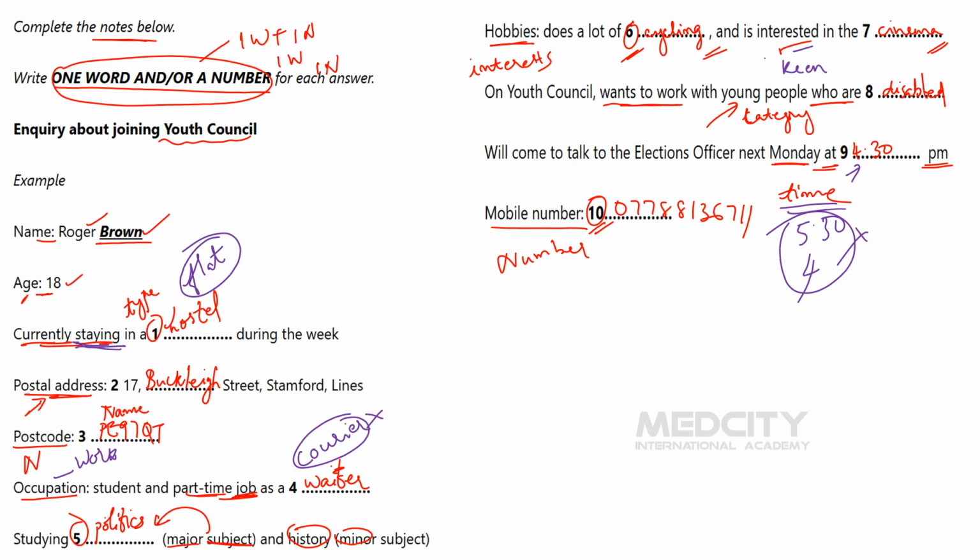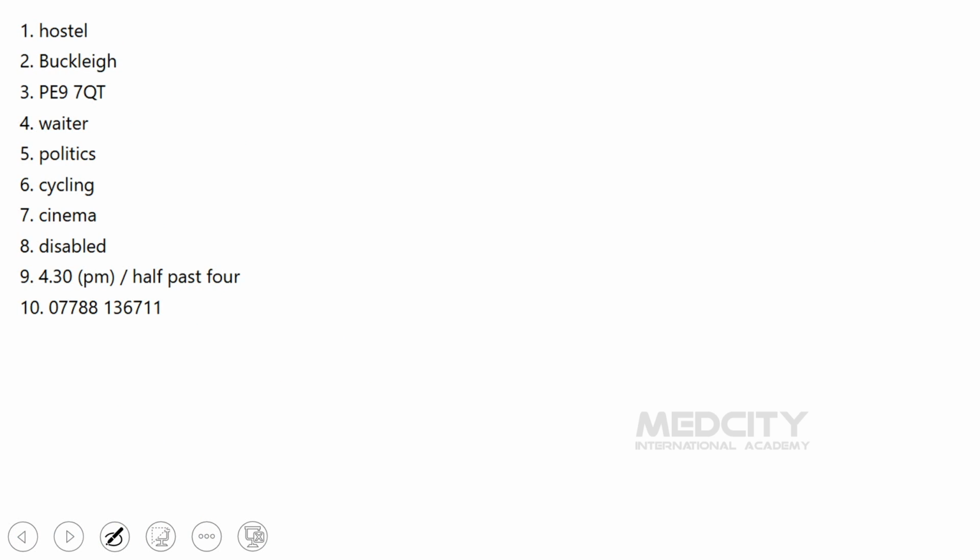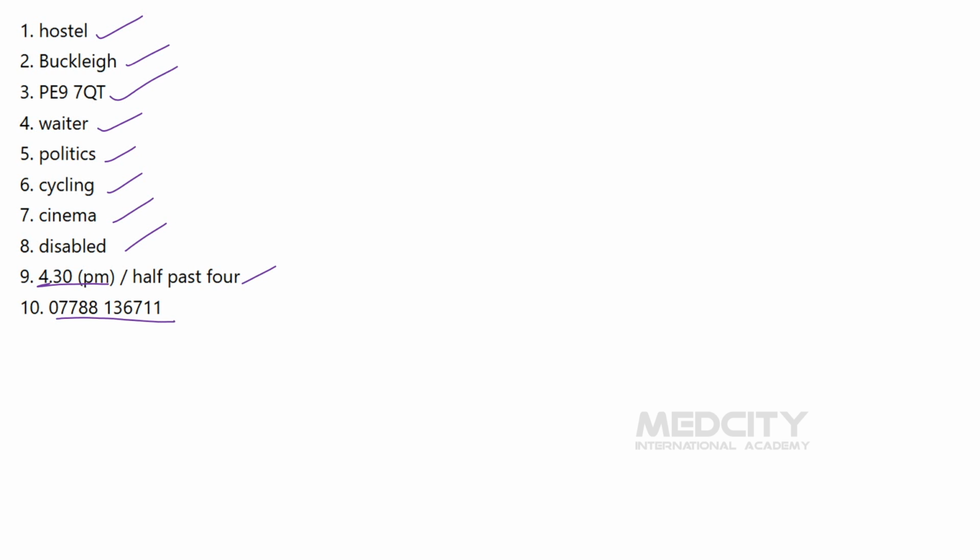Okay, so now I'll just show you the answers, and let's see whether they are right or not. Yes: hostel, Buckley, PE97QT, yes, waiter, politics, cycling, cinema, disabled, 4:30 p.m., and of course this number. Yes, so it's 10 out of 10.